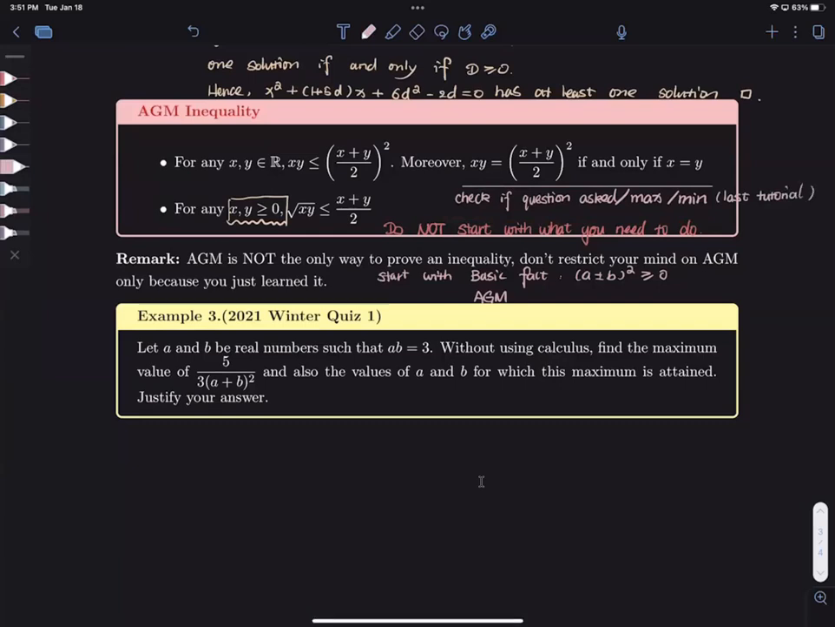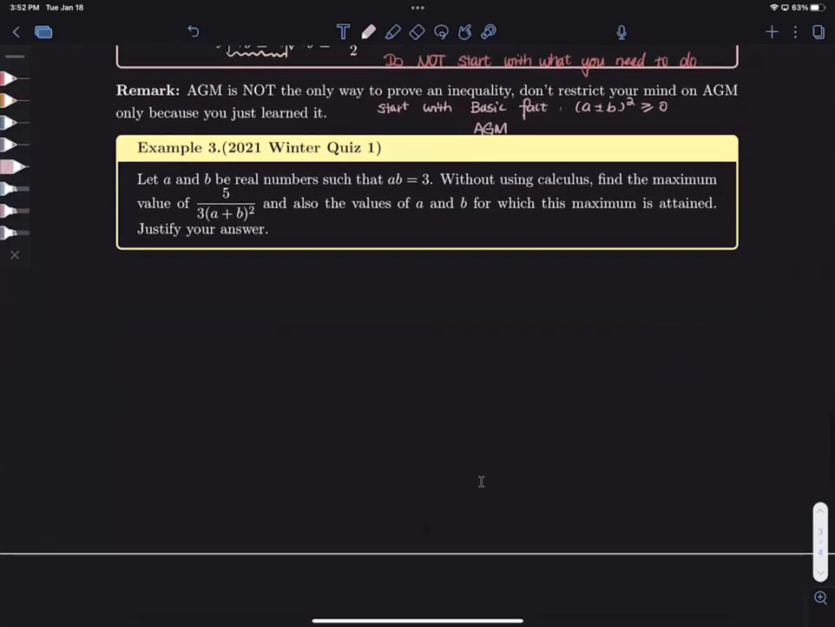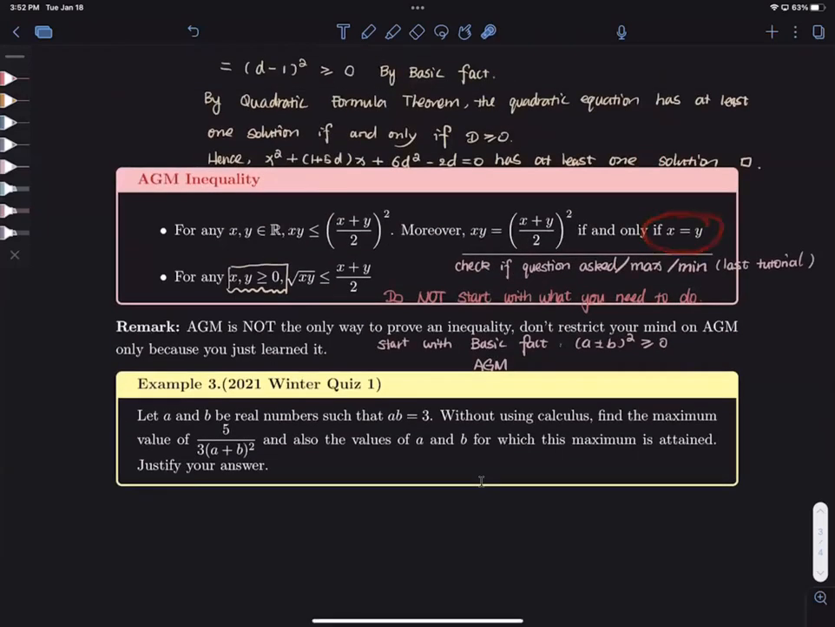Well, the question asked "x equals y is true" and we have to check it. They might ask you something like this: the values of a and b for which the maximum is attained, which is when a equals b. So what you need to do is find the values of x and y, not just check if they are equal. It should be find values of x and y.